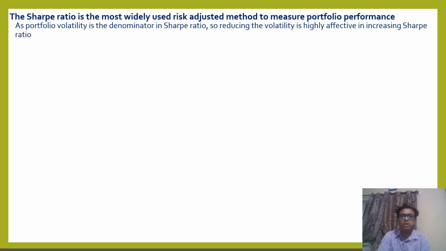The Sharpe ratio is the most widely used risk-adjusted method to measure portfolio performance. As portfolio volatility is the denominator in the Sharpe ratio, reducing the volatility is highly effective in increasing the Sharpe ratio.